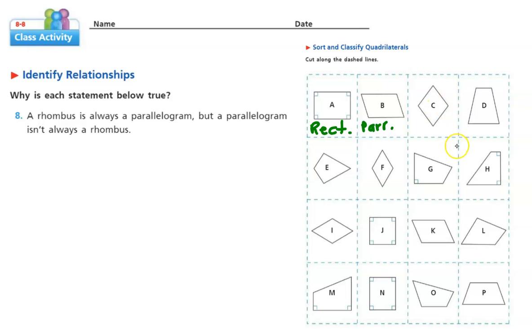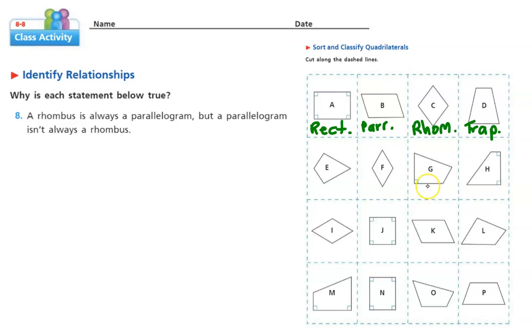Okay, but then let's look at C. Does it have 2 sets of parallel sides? Yes, it does. Does it have 4 90-degree angles? No. But are all 4 sides the same length? Yes. So we would call this a rhombus. Okay. Think about D. Does it have 2 sets of parallel sides? Well, no. These 2 sides are not parallel. But does it have at least 1 set of parallel sides? And that answer is yes. So this would be a trapezoid.